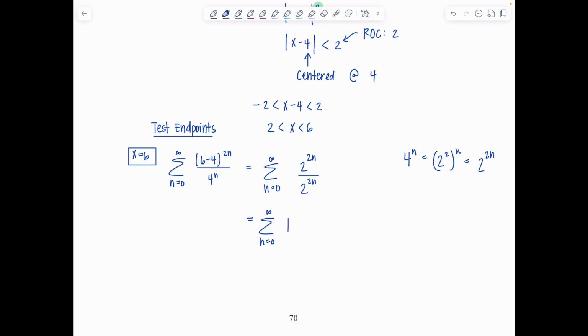And then this is just the sum, n equals 0 to infinity of 1, right? 2 to the 2n over 2 to the 2n cancels. And I can tell right away, I'm just adding up a bunch of 1s. Of course, this is going to diverge. What test am I applying? Basically, test for divergence, right?